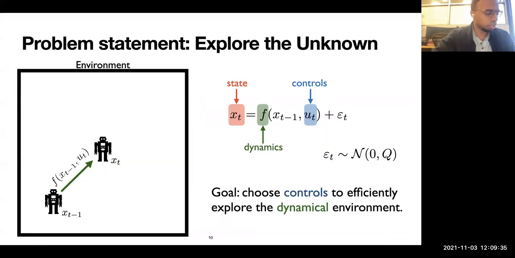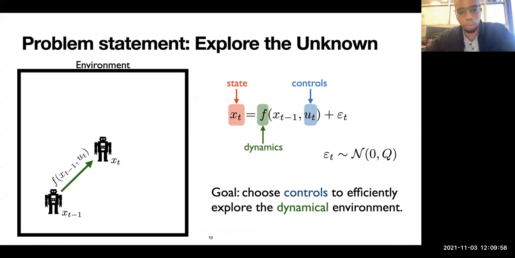Okay, so now let's dive into a more concrete definition of the problem. So here we're going to let x of t be the state of the agent at time t. So here you can look at this little robot. And the spatial temporal evolution of this agent is defined by f. And f takes in 2 inputs, the previous state of the agent at time t minus 1 and the control u of t. And we also allow for the possibility of some state noise epsilon t.